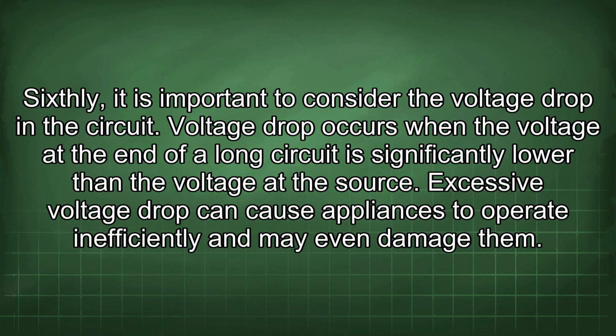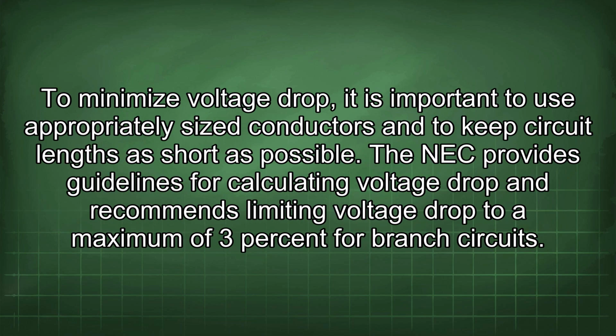Sixthly, it is important to consider the voltage drop in the circuit. Voltage drop occurs when the voltage at the end of a long circuit is significantly lower than the voltage at the source. Excessive voltage drop can cause appliances to operate inefficiently and may even damage them. To minimize voltage drop, it is important to use appropriately sized conductors and to keep circuit lengths as short as possible. The NEC provides guidelines for calculating voltage drop and recommends limiting voltage drop to a maximum of 3% for branch circuits.